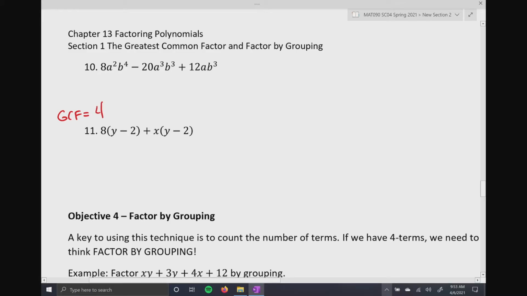Now let's look at the letter A. We have A to the second, A to the third, and A to the first. Smallest exponent is A to the first. Let's look at the letter B. We have B to the fourth, B to the third, and B to the third. So the smallest exponent is B to the third. I know my GCF is going to be 4AB to the third. I will come in and just write that underneath.